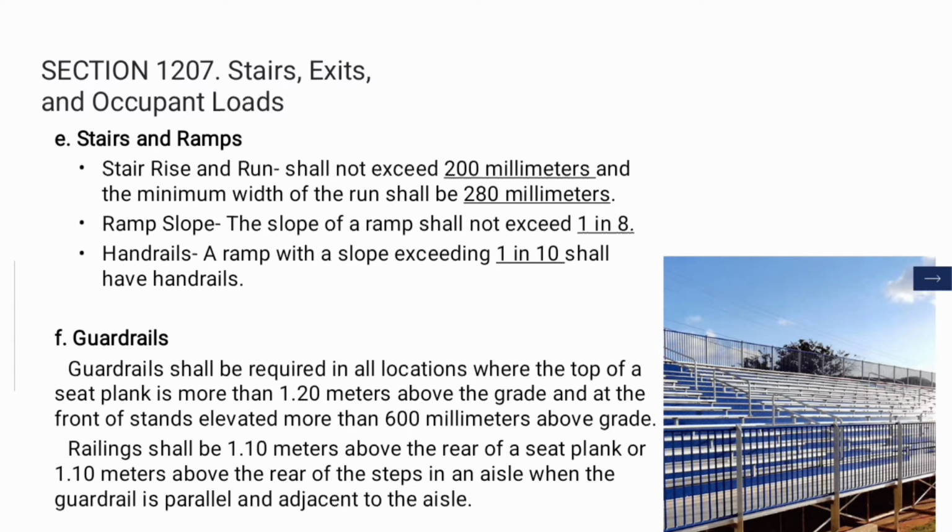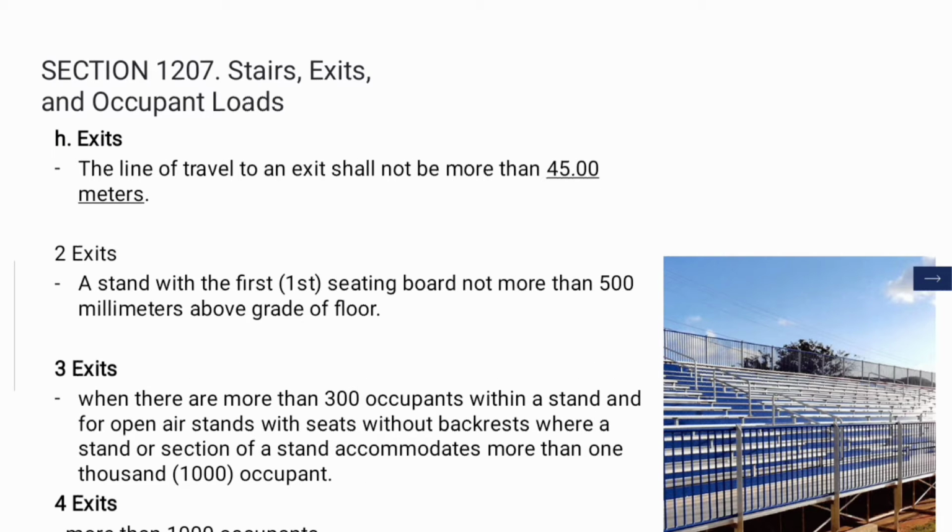When it comes to the guardrails, the guardrails shall be required in all locations where the top of a seat plank is more than 1.20 meters above the grade, and at the front of stands elevated more than 600 millimeters above the grade. The railings shall be 1.10 meters above the rear of a seat plank or 1.10 meters above the rear of the steps in an aisle when the guardrail is parallel and adjacent to the aisle. And for the exits, the line of travel to an exit should not be more than 45 meters.